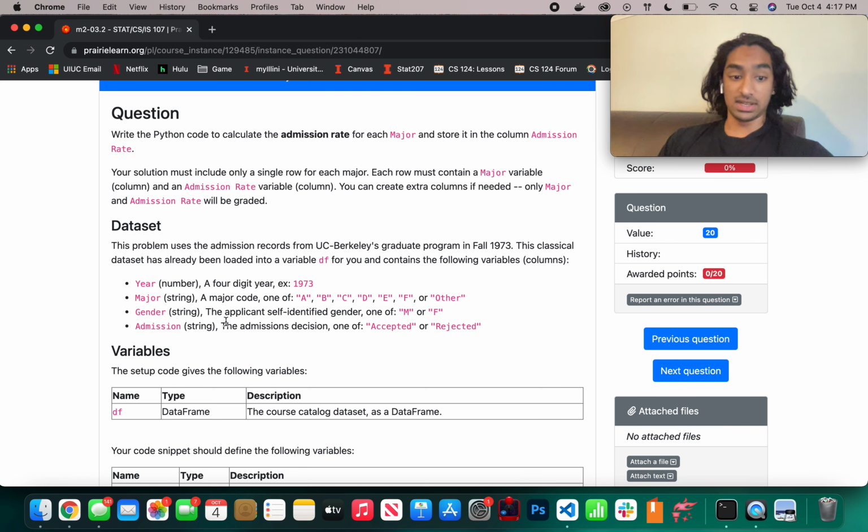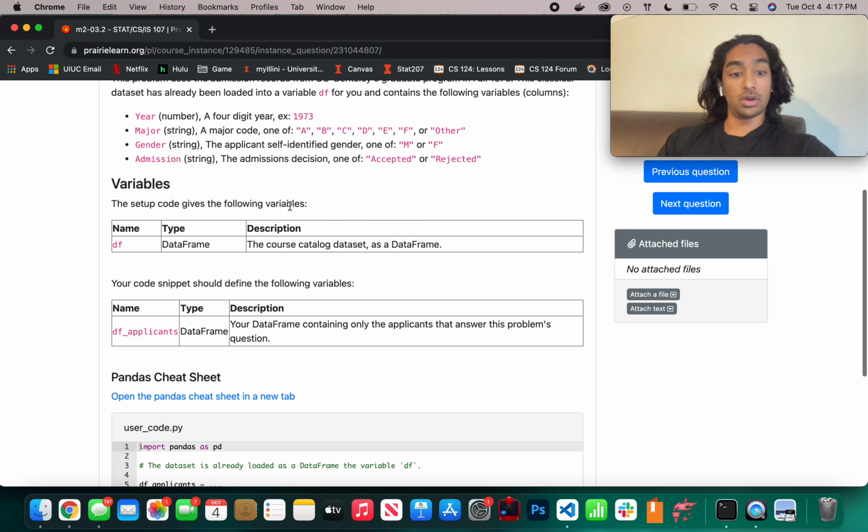So looking down at the dataset information, we see that we have a year column, a major column, a gender column, and an admission column. We don't have an admission rate. So that's also going to let us know that we need to create a new column called admission rate. So our solution should only include a row for each major. So like I said earlier, I think that the way to attack this problem is we're going to need to group by major. So having one value for each major in the admission rate column. So it needs to have a major, it needs to have an admission rate, and we can create a new column. So let's get into it.